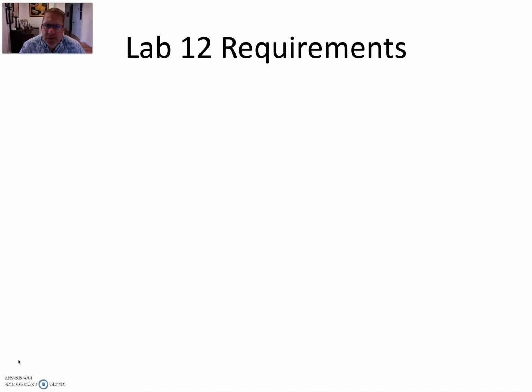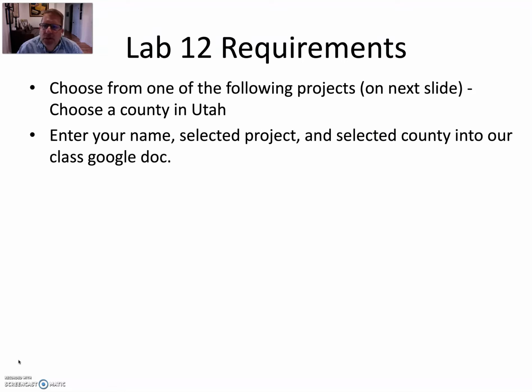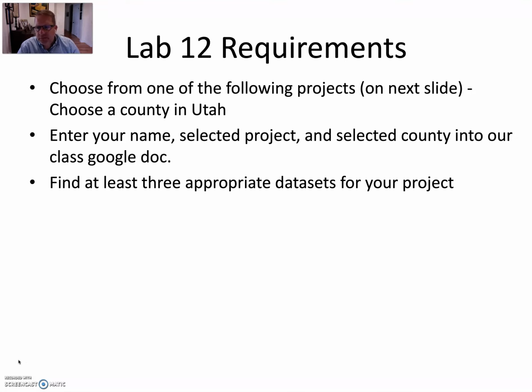Your final lab assignment for this course is lab number 12. This is an individual project that you will each be doing that is not entirely unlike the Walmart site selection project. I would like you each, from the next slide, to choose one of the following projects. And you will also each choose a county in Utah. I would like you to each enter your name, your selected project, and your selected county into our Google class document. Find at least 3 appropriate data sets for your project.